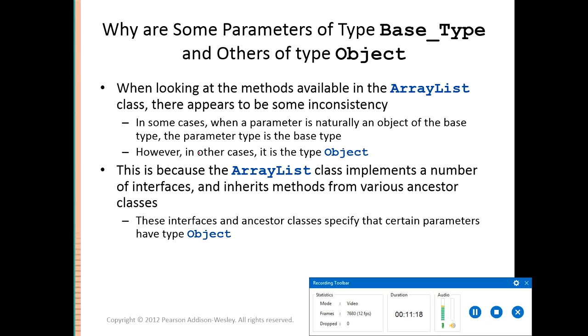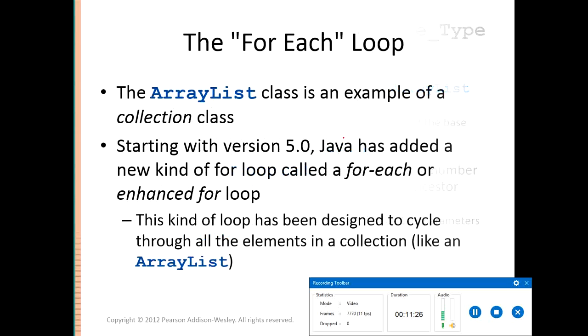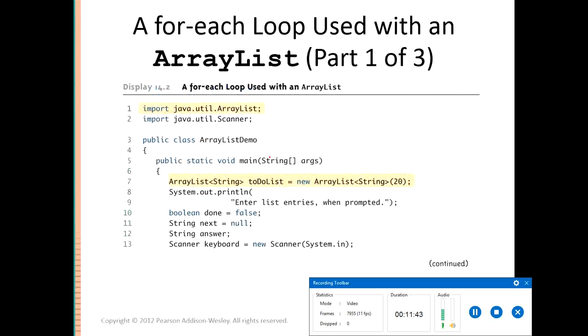So when looking at the methods available in the array list, there is certain inconsistency, and array list implements a number of class interfaces also. Now for iterating the array list, if I want to traverse the elements, I can use a for each loop, and it's an example of the collection class. So I can use a for each loop. Anyways, I'm going to do this example also.